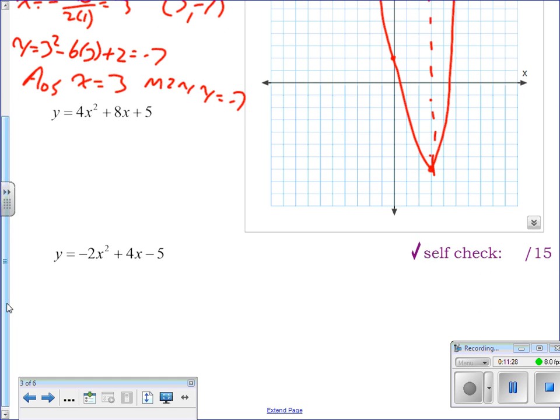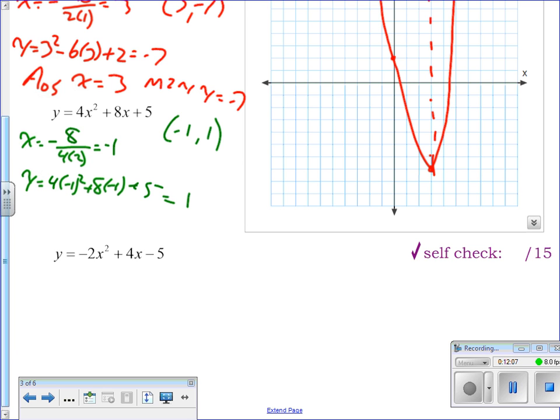Same thing on the next one. Minus b over 2a, x equals minus 8 over 4 times 2, so that's negative 1. That makes it easy. So the x-coordinate of my vertex is negative 1. The y-coordinate, y equals 4 times negative 1 squared plus 8 times negative 1 plus 5. Negative 1 squared is 1, times 4 is 4. Negative 1 times 8 is negative 8. 4 minus 8 is negative 4. Plus 5 is 1.